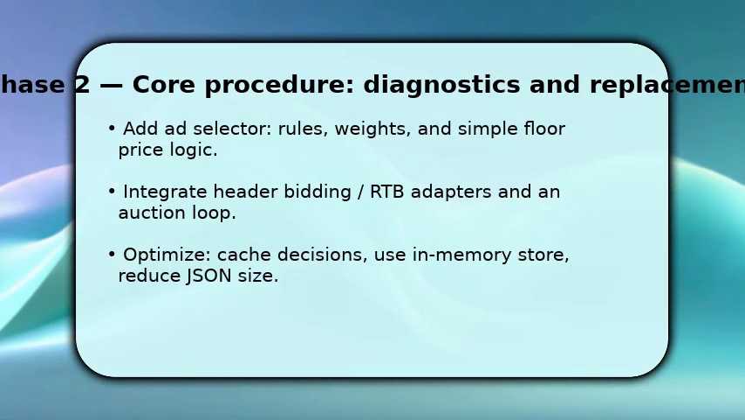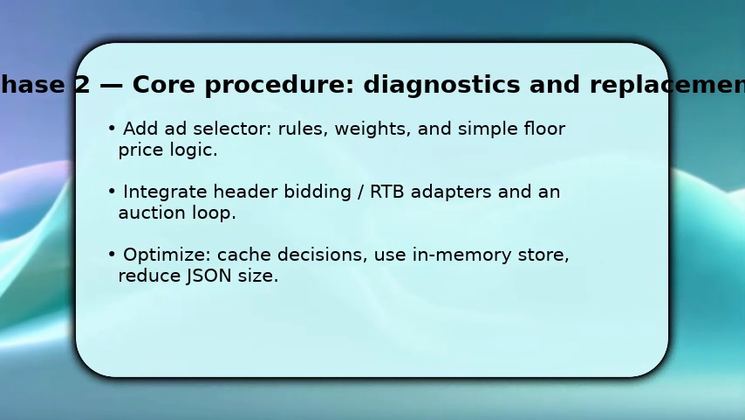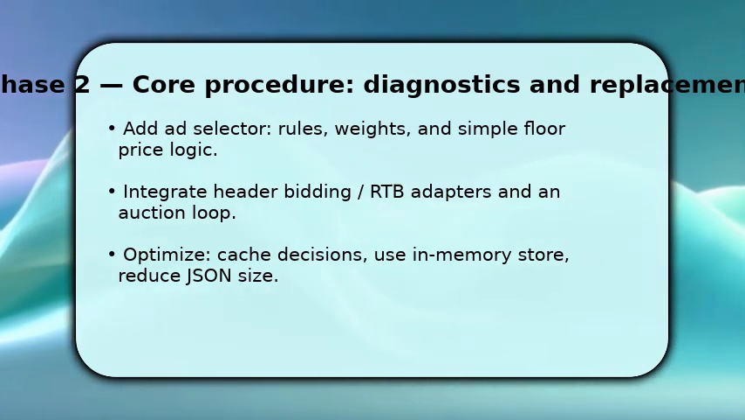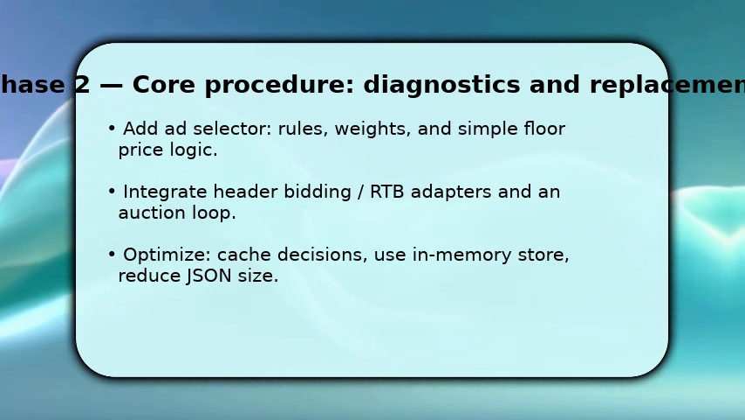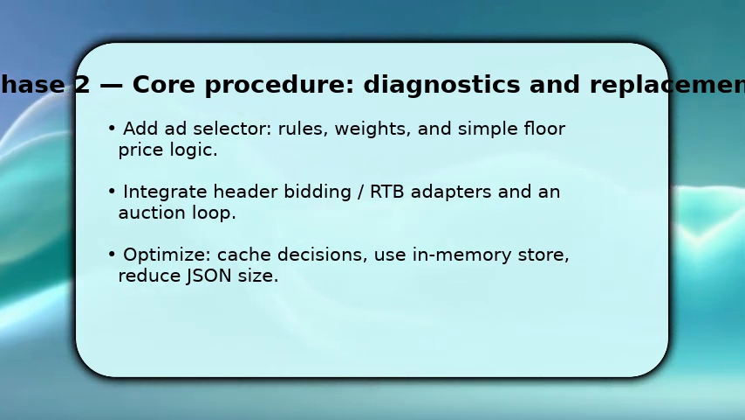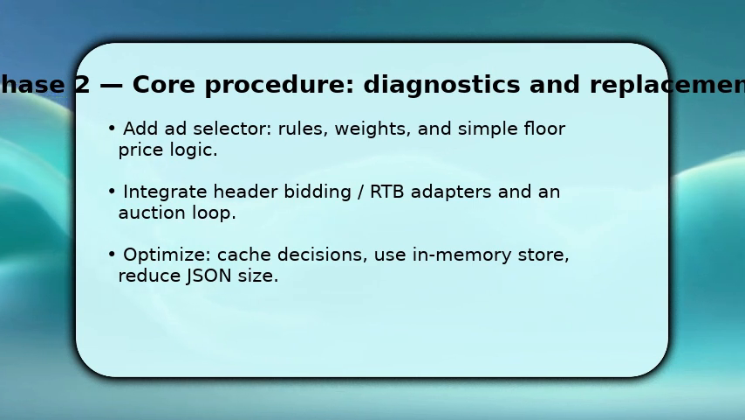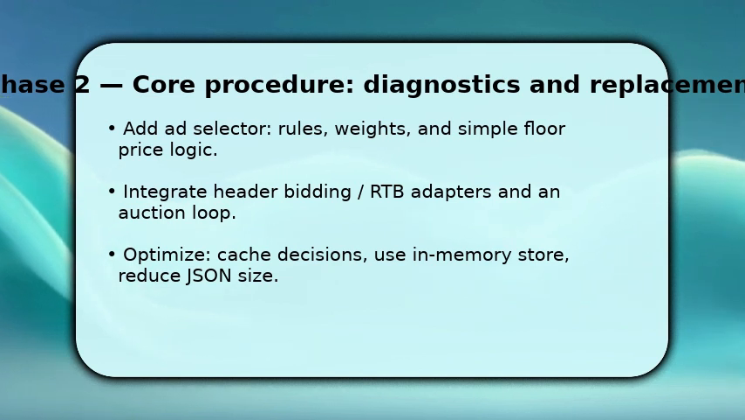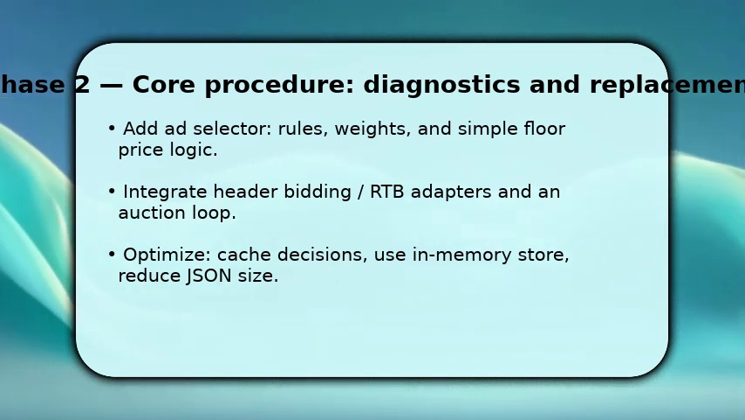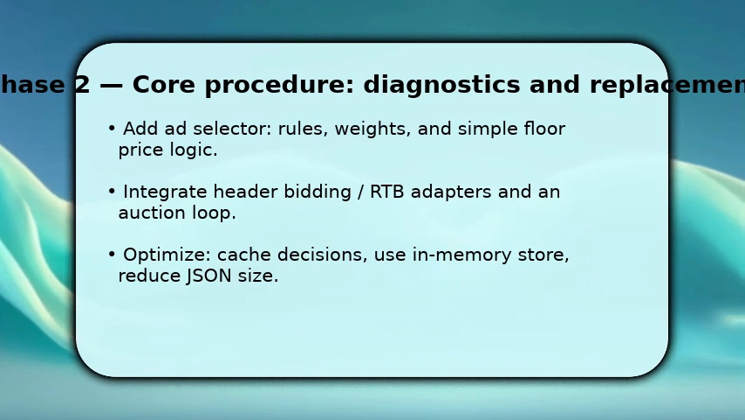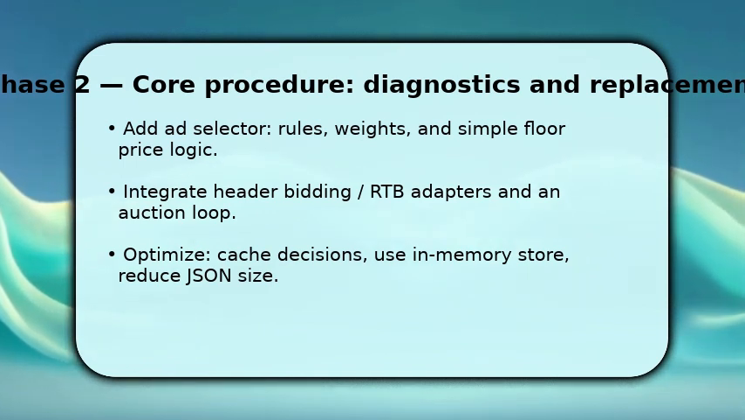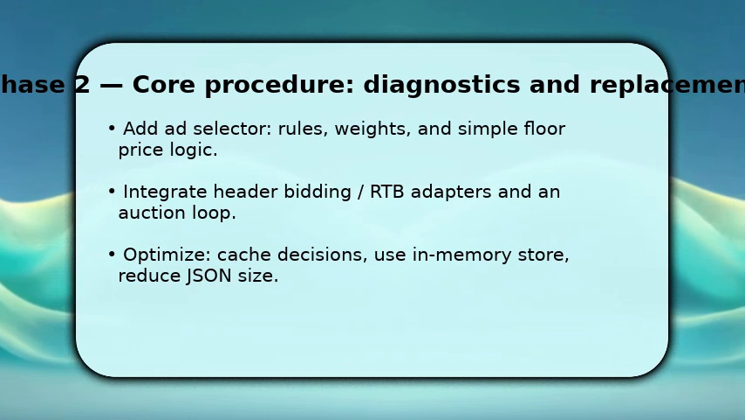You implement the ad selection engine and the auction workflow. Build a rules-based selector with weights and floor price checks, then add adapters for header bidding or RTB endpoints so external buyers can participate. Implement the auction loop to collect bids, normalize values, and pick a winner in deterministic time. Make sure to cache creative metadata in an in-memory store and compress payloads to reduce bytes. As you proceed, measure P95 latency and optimize hot paths until auctions complete within your SLA.